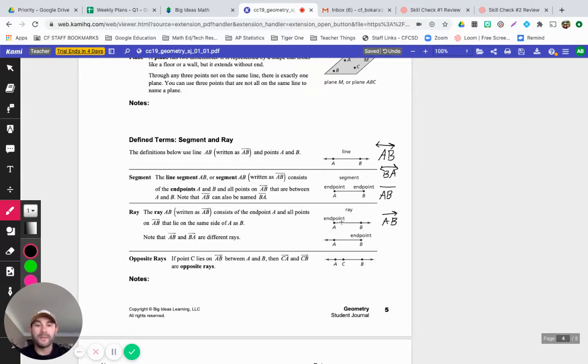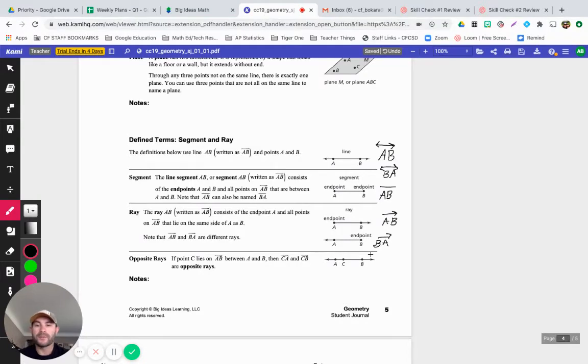So this is ray AB. A has to come first because that's the endpoint. Now this is ray BA. B has to come first because it is the endpoint. So we would name this ray BA, and you can clearly see I start at B and I move toward A.